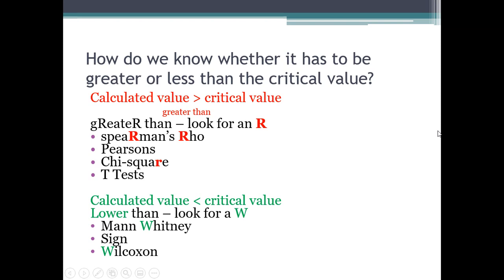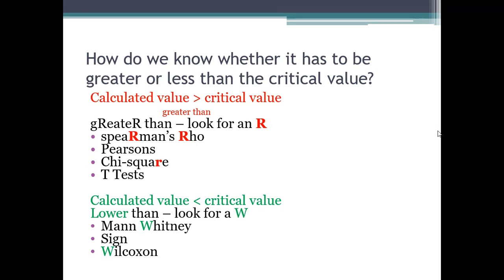When we've looked at an inferential test, we are sometimes asked whether that result is significant or not. It tells you at the bottom of the table on your exam paper whether the observed value needs to be higher or lower than the critical value. So the observed value or the calculated value needs to be higher or lower than the critical value to be significant. It tells you this on the exam paper.